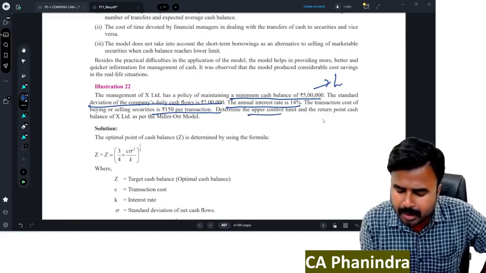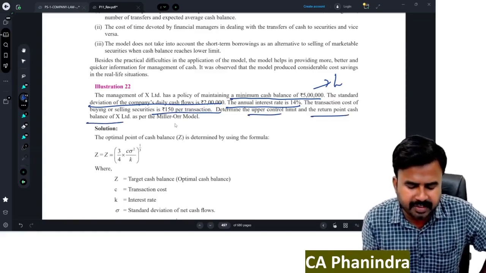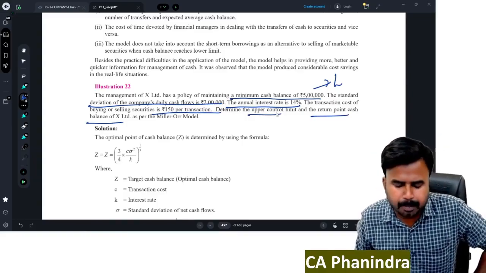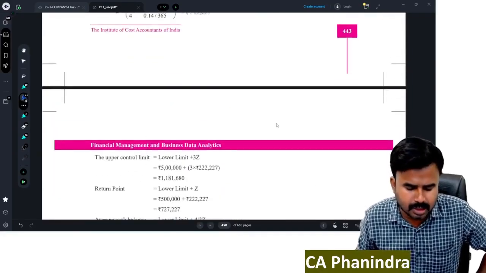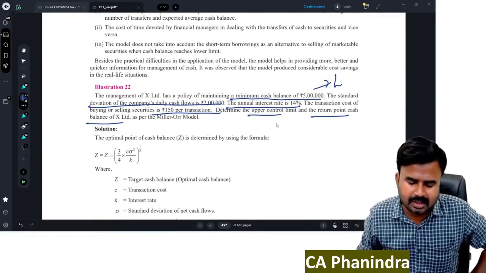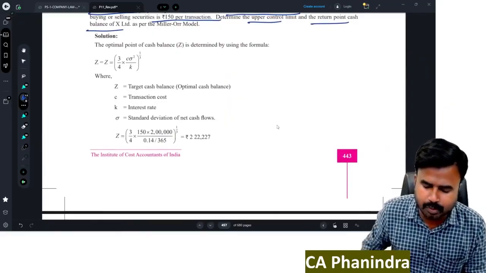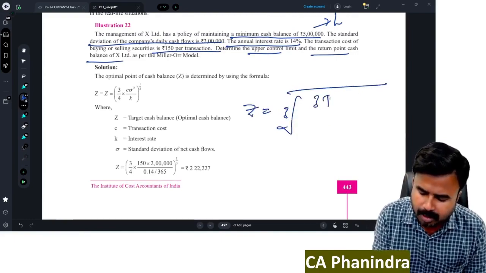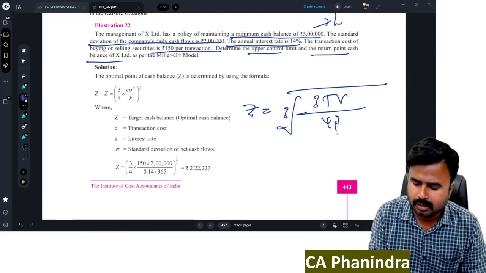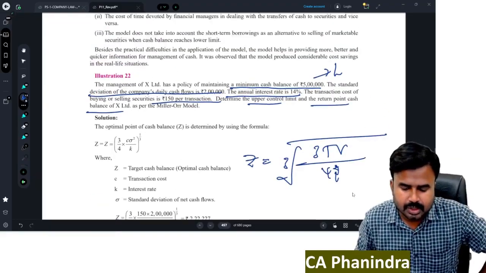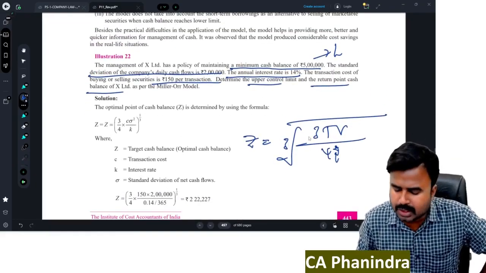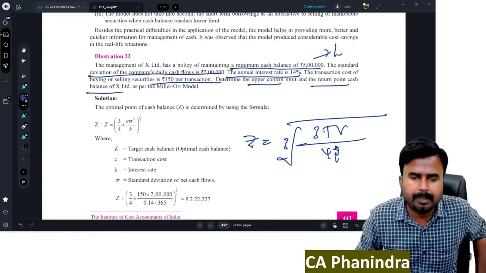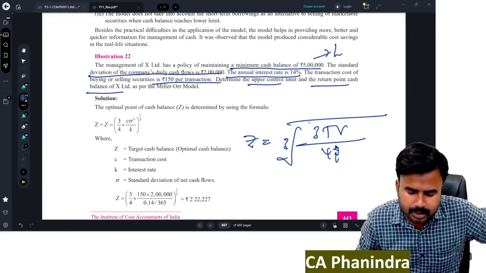Determine the upper control limit, return point, and cash balance of X Limited as per the Miller-Orr model. So I have to calculate the upper limit, the return point, and the average cash balance. How to calculate this? The formula is very simple. Z is equal to the cube root of 3TV by 4I. First you need to calculate the Z term. Then once we get it, you can easily calculate all these required terms: the upper limit, return point, and average cash balance. Let me do it.